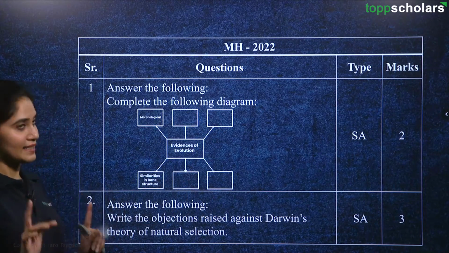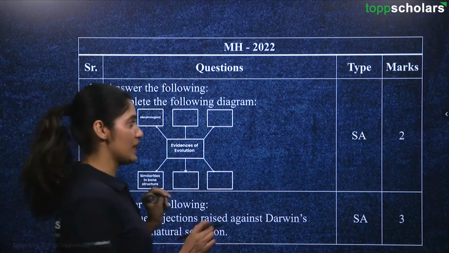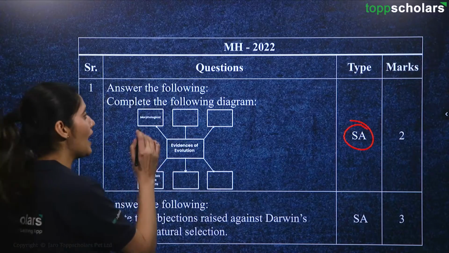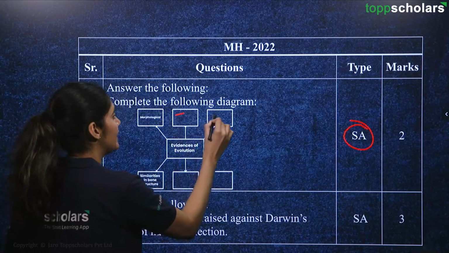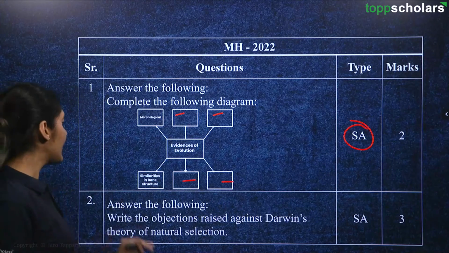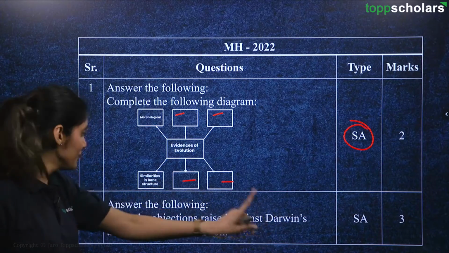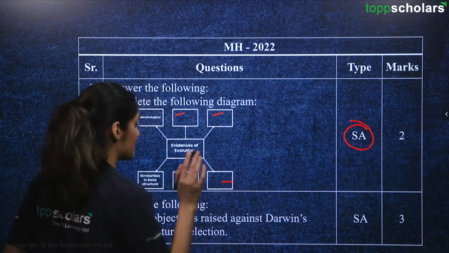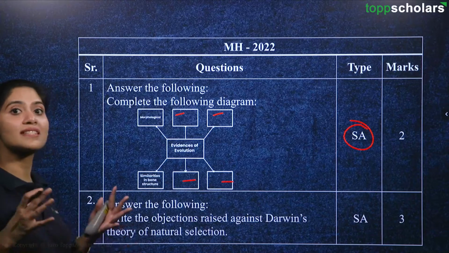We will again discuss that. Now, this is a 2-mark short answer question, and it's a diagram. All you have to do is just fill here, here, here and here, and you have 2 marks straight. Now, next question, that is a 3-mark question. Very important question. Write the objections raised against Darwin's theory of natural selection.